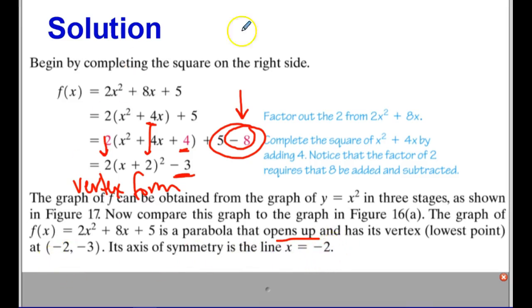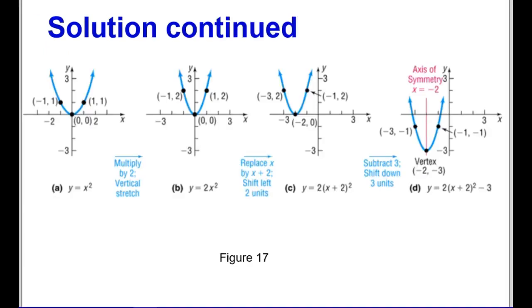When we're finding the axis of symmetry, we always go with the x value of our vertex. That's how we can always find the axis of symmetry, so we don't have to find something new. Okay, so now let's look at the graph a little bit.